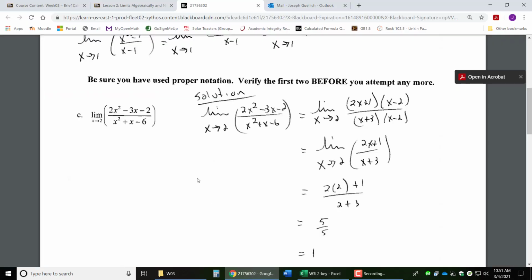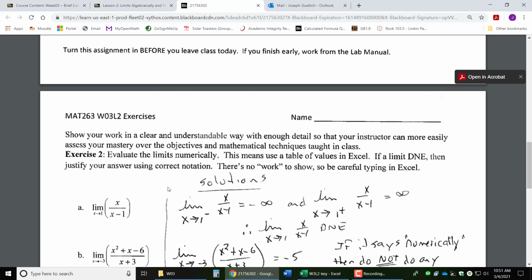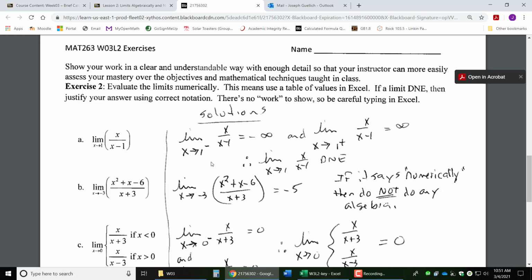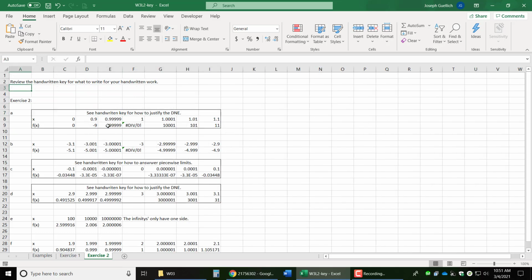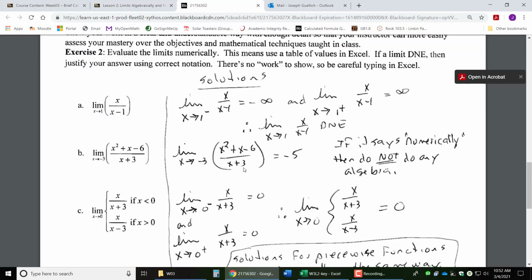All right, let's take a look at the next set of exercises. These are all the limits numerically. So we're going to look at Excel. Excel is part of the process, and what you have to write is part of the process as well. Alrighty, so for the first one, we can see that the limit on the left and the right are not the same. So we have a special way we have to write that does not exist, and you can see it right there. Same thing I did on the example worksheets.